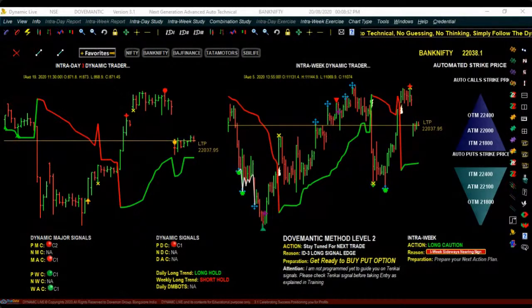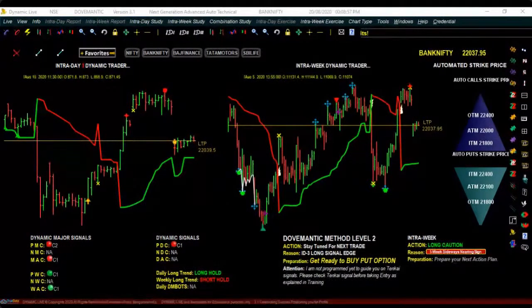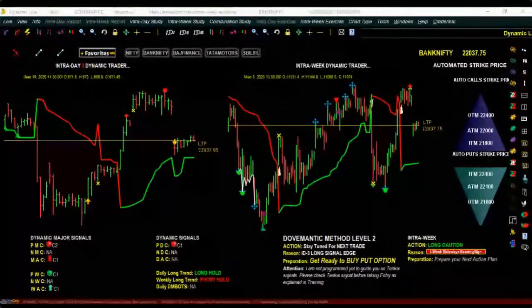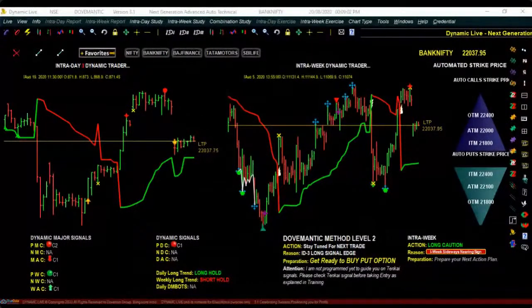But as of now, you can see in this case of Bank Nifty, it is telling us stay tuned for the next trade. So there is no trade as of now, but the preparation is telling us get ready to buy a put option. So we may have to buy a put option. So we are prepared. Even I'm waiting here. So if it tells me to buy a put option right now in the live market, I'm going to buy it. And I'll do it right in front of you.